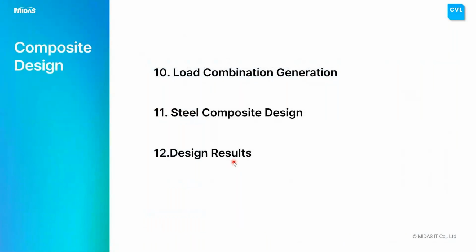Now the next part, once you have selected and checked all your results, comes the design part for your bridge. For that, the first thing we will be doing is the creation of the load combination. And in fact, that could be used for your results checking as well, where you want to see the results for your critical load combinations with the factors. And then you have the steel composite design being performed, and then we will see the design results.